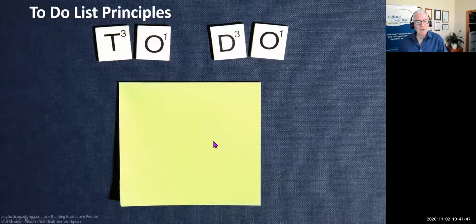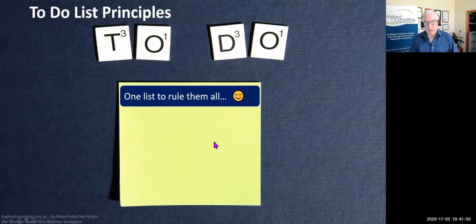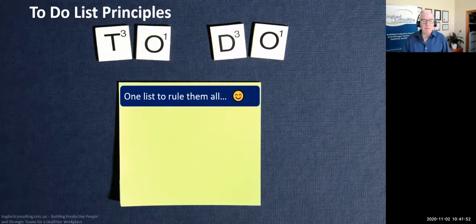So some principles around to-do lists, and I'll just expand on a couple of these. I'm a big fan of just one list, and I use a little play on Lord of the Rings here. One list to rule them all. So rather than multiple lists, and you can see I've put it in a sticky note, my point here is avoid multiple lists. It's not that you couldn't have a to-do list for personal or a to-do list for work, but multiple lists, to-do lists written down everywhere on bits of paper or sticky notes is never going to work. So one list.